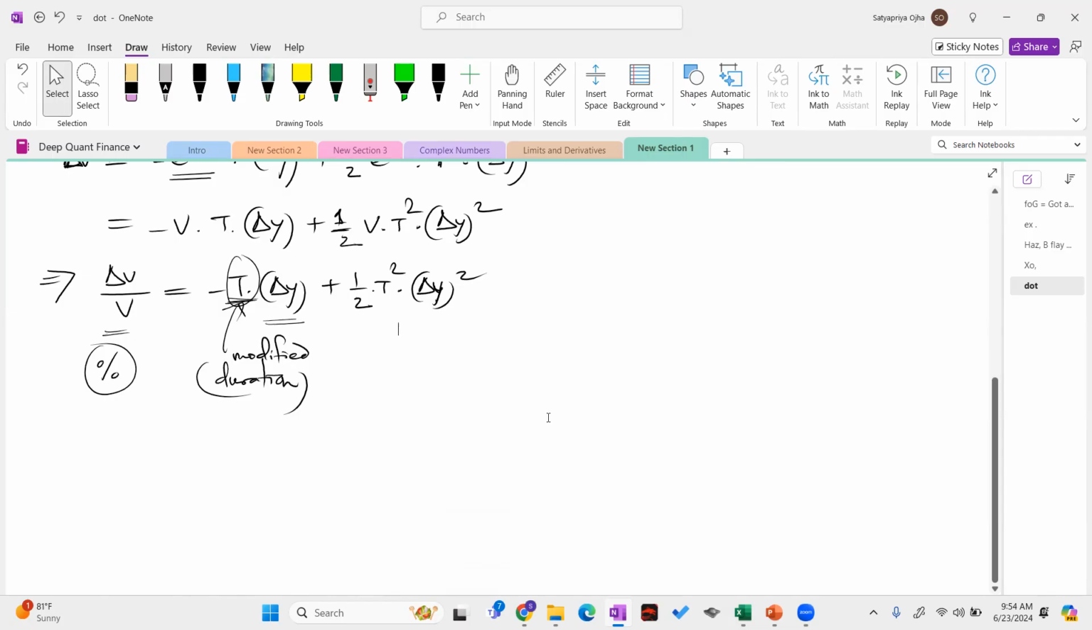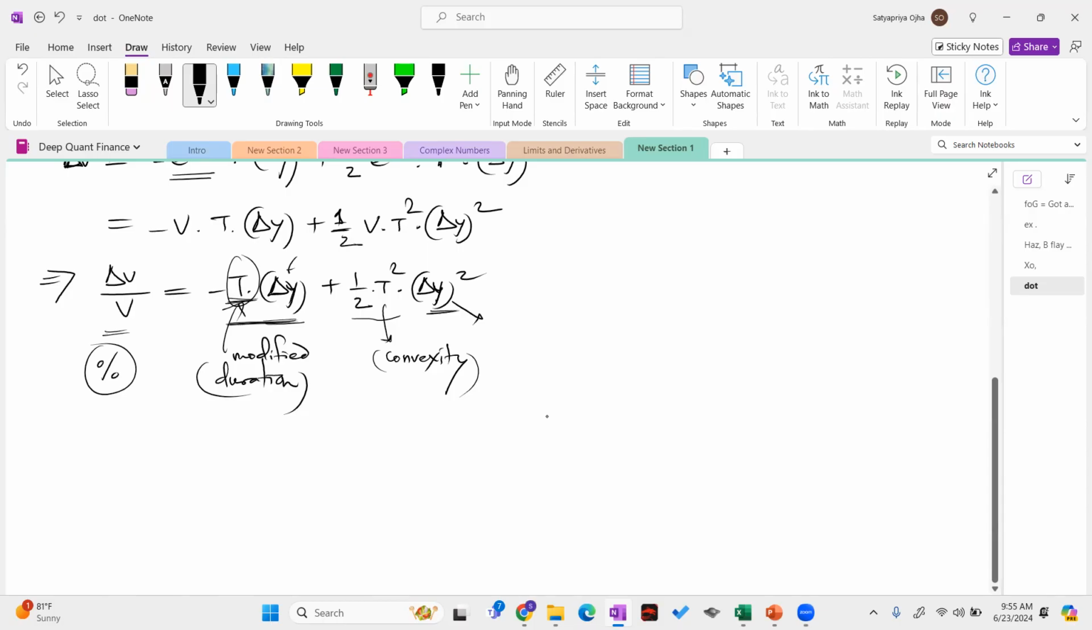So the first term is duration. That is a linear approximation. Duration gives you a linear approximation to the change in bond price, actually the percentage change in bond price. It's linear because you just give delta y, it will multiply and give you the value. And there is a correction term, half times, this is called convexity. In the regular world it is called gamma, but in the case of a bond it is convexity, because it gets multiplied with the change in yield whole square.